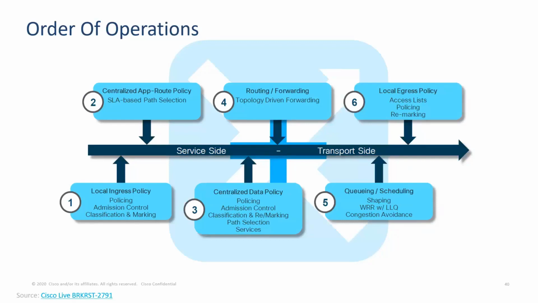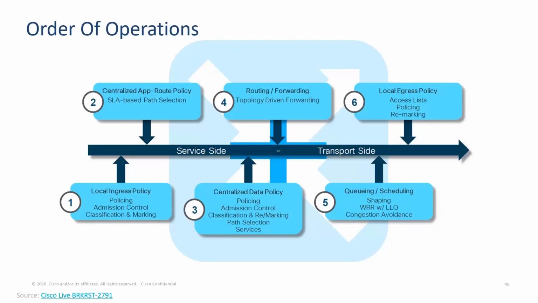The first step when the traffic hits the ingress interface is to go through any local ingress policies. This is a local data policy, and that's where you would do things like policing, admission control, or classification and marking. It's going to hit that one first, and then it's going to hit our application-aware routing policy, which is where you do your forwarding based on SLAs, defining thresholds based on latency, packet loss, and jitter.